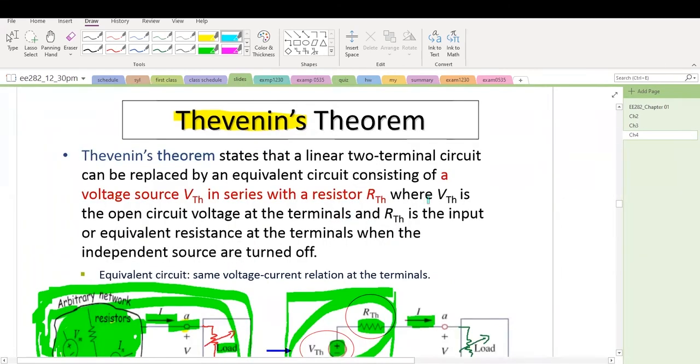In Thevenin theorem, the voltage VTH is the open circuit voltage at the terminals A and B. And RTH is the equivalent resistance with the independent sources all turned off. This is the rule for how we obtain VTH and RTH: VTH is the open circuit voltage, and RTH is the equivalent resistance with all the independent sources turned off.